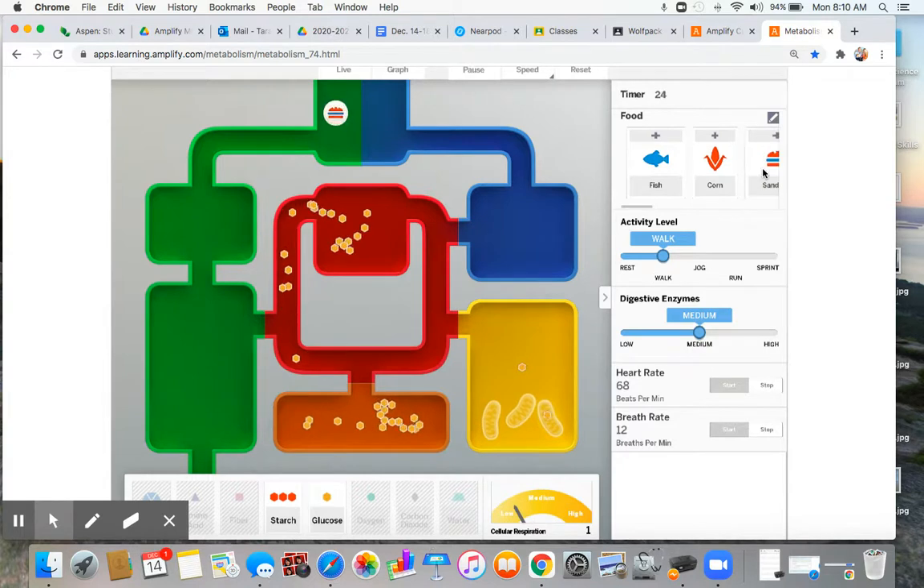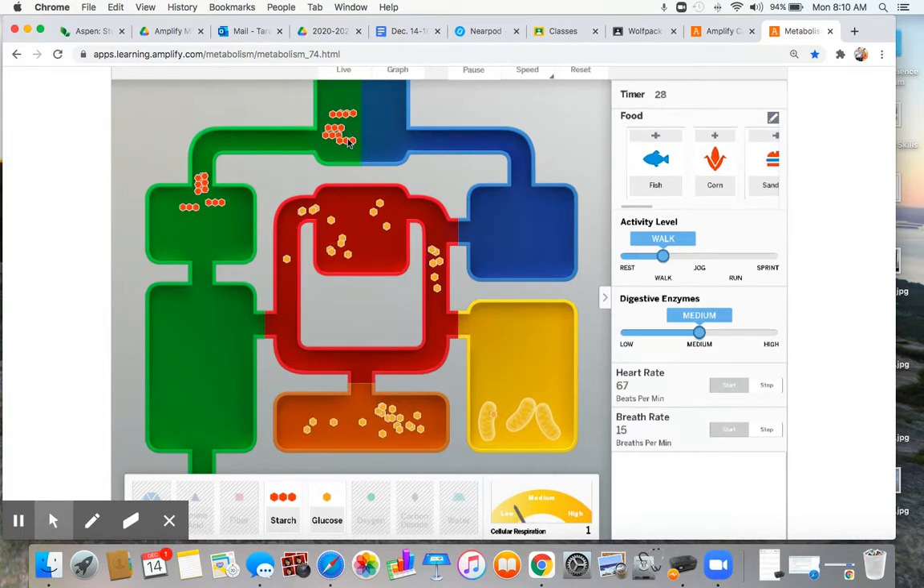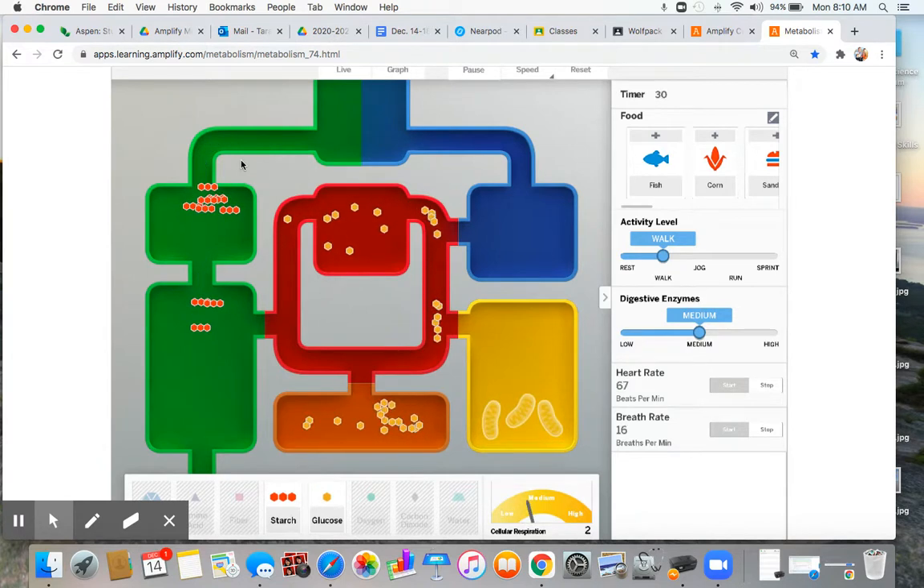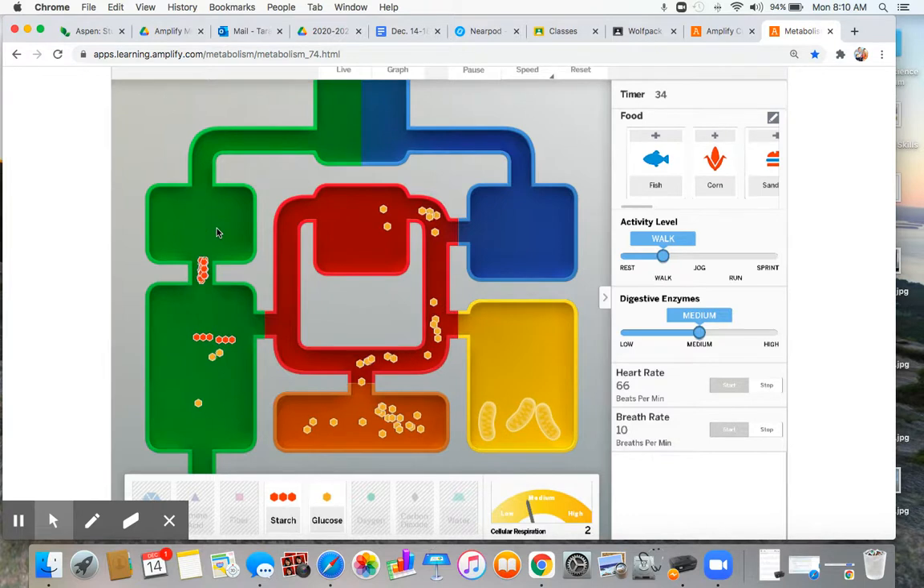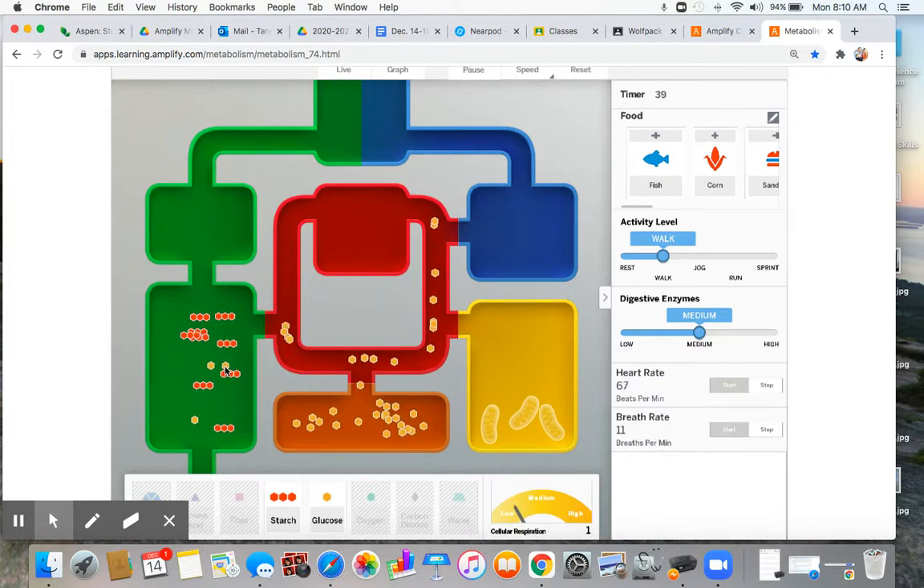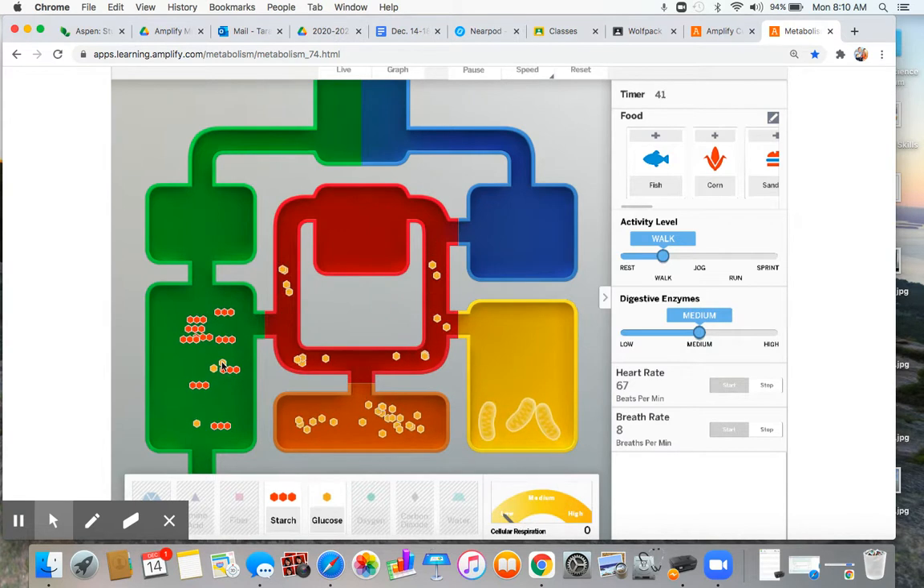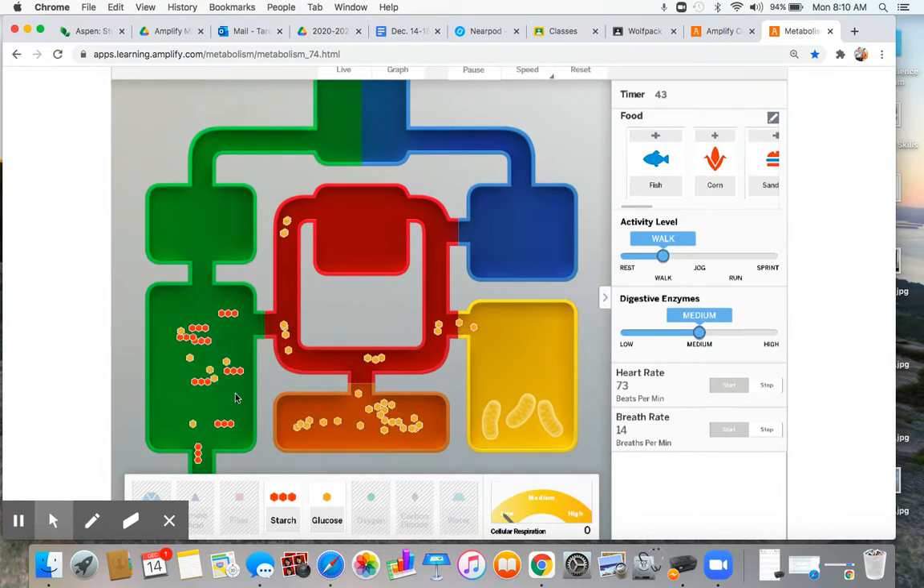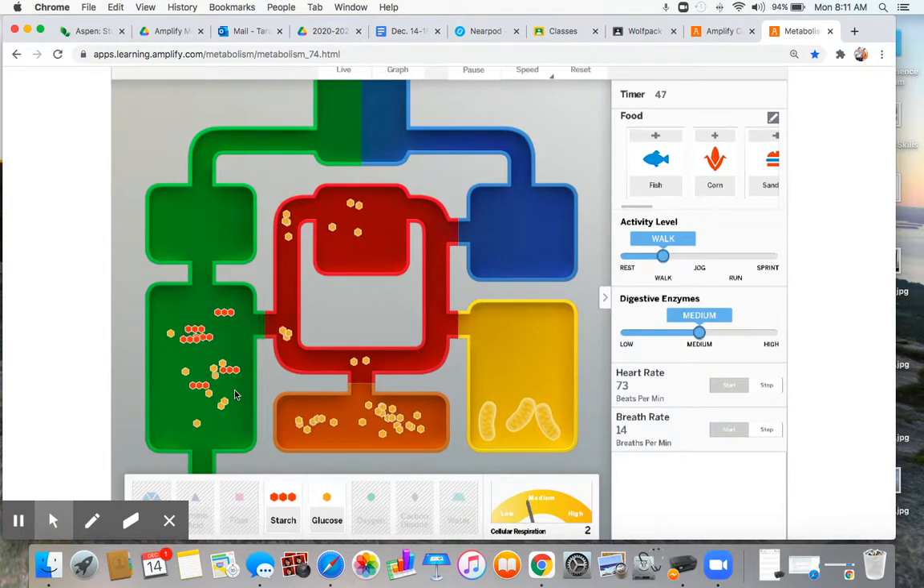So what we're going to do is feed some sandwiches to our simulator. We notice they come in through this green system here. And then I see immediately they're broken down into starches. So the sandwich is broken down into starches. And then down here, it looks like those starches are further broken down into glucose. I'm going to watch for a minute.